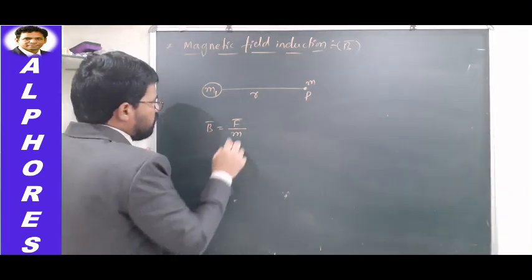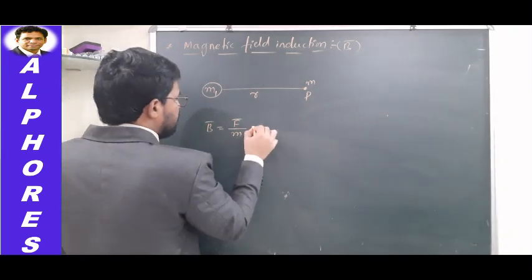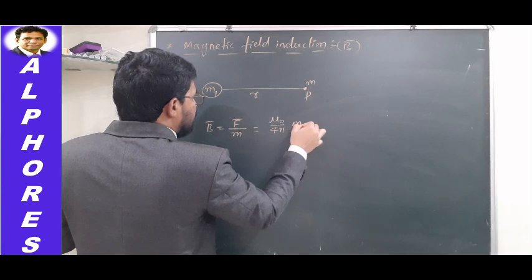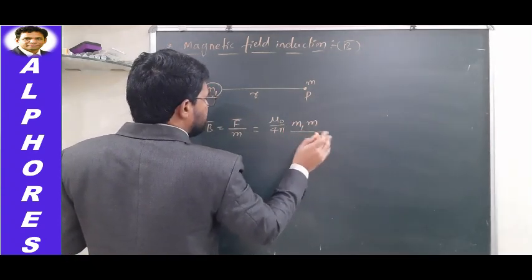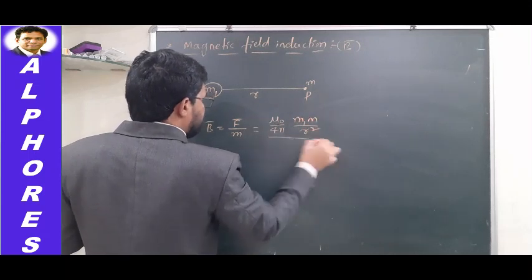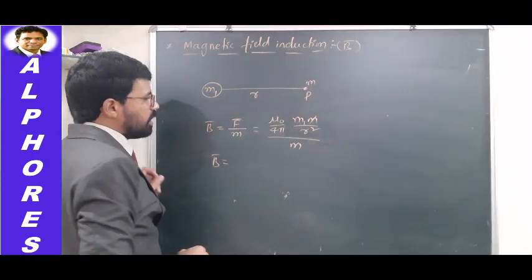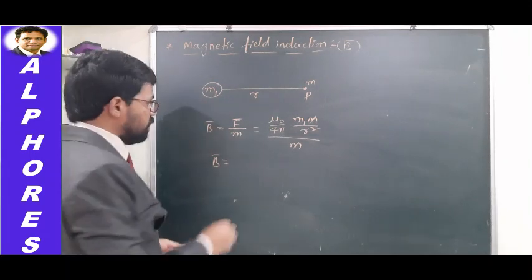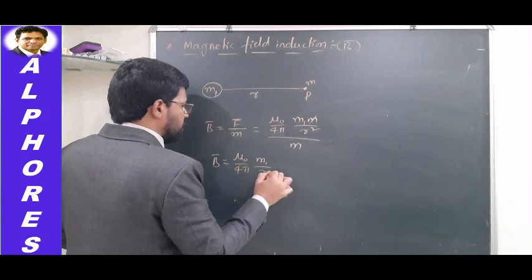So this F bar, how can it be written? Based on Coulomb's law in magnetostatics, F bar can be written as mu naught by 4 pi, M1 M by R square. This M by M gets cancelled. Therefore, B bar, the magnetic field induction at a point P because of a pole whose strength is M1, can be expressed as mu naught by 4 pi M1 by R square.